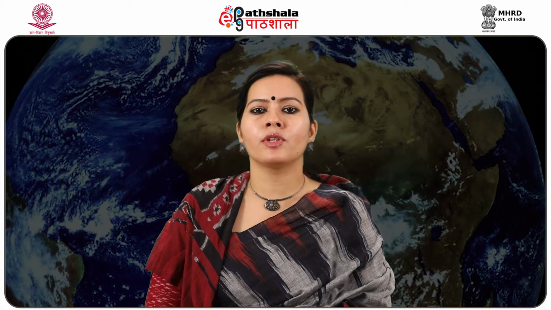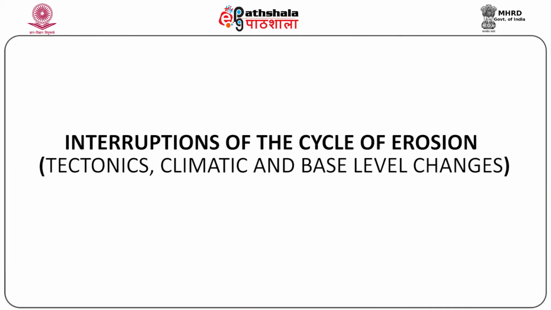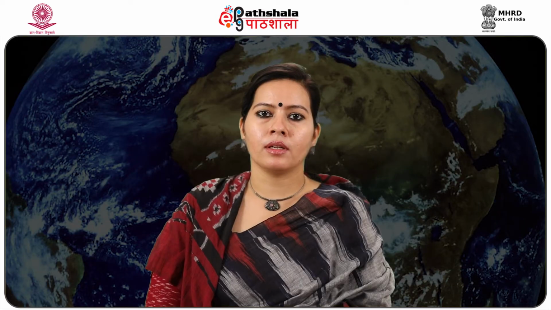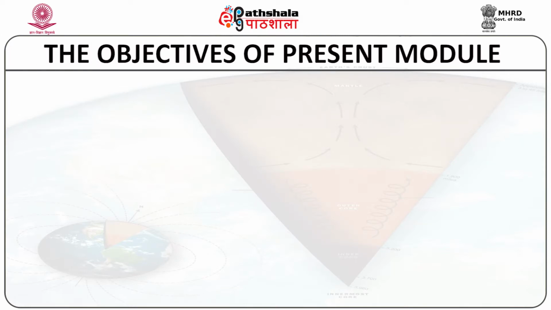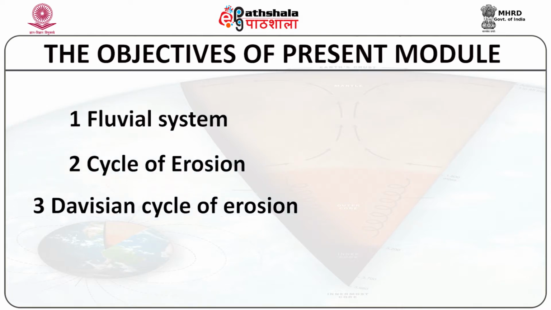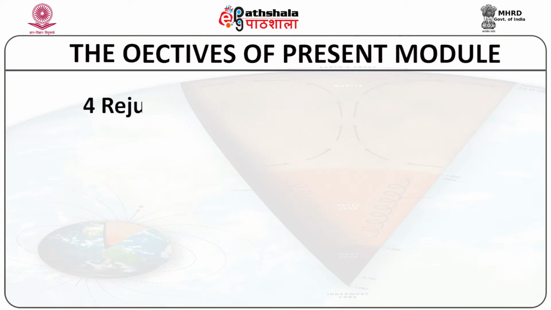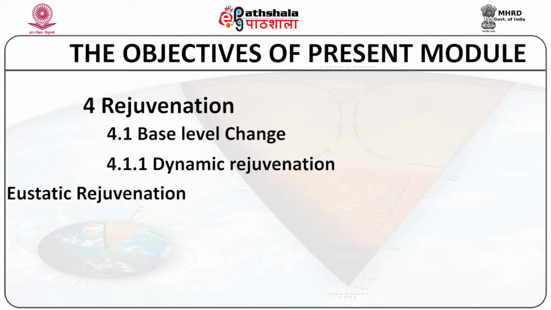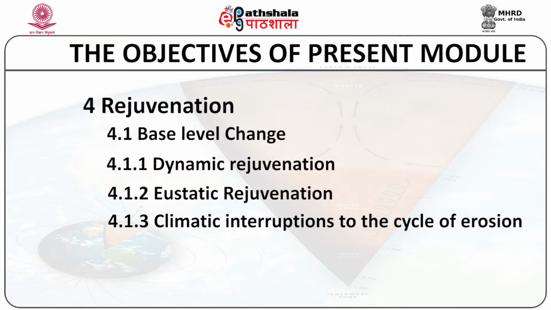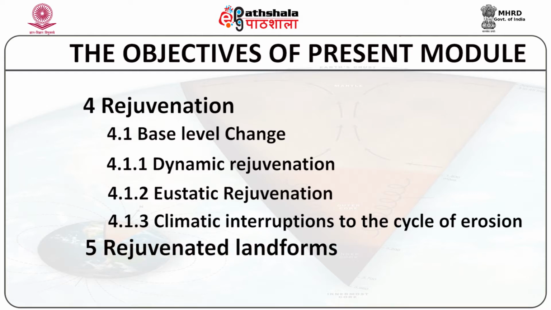Today I am going to discuss with you the module Interruption of the Cycle of Erosion, which involves tectonic, climatic and base level changes, and it comes under the paper Geomorphology. The objectives of the present module are: first, fluvial system; second, cycle of erosion; third, division of the cycle of erosion; fourth, rejuvenation, in which we will discuss base level changes, dynamic rejuvenation, eustatic rejuvenation, and climatic interruption to the cycle of erosion; and fifth, rejuvenated landforms.